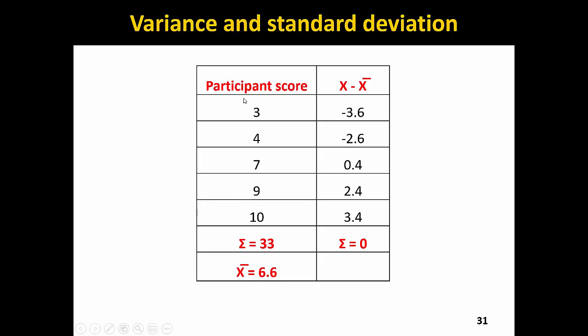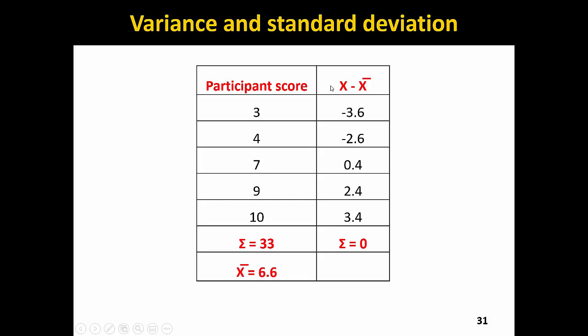So what we have here are some sample scores obtained from a research study from participants. Participant 1 had a measurement score of 3. Participant 2 had a 4, 7, 9, and 10. The first step is to add up all of the participant scores and place that value as a summation in the immediate cell below the final participant score. Then in the next cell, we calculate the average by summing up all the scores and dividing it by the sample size, in this case 5. That gives us an average of 6.6.